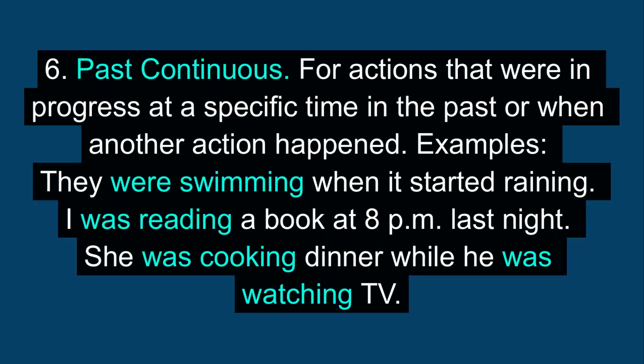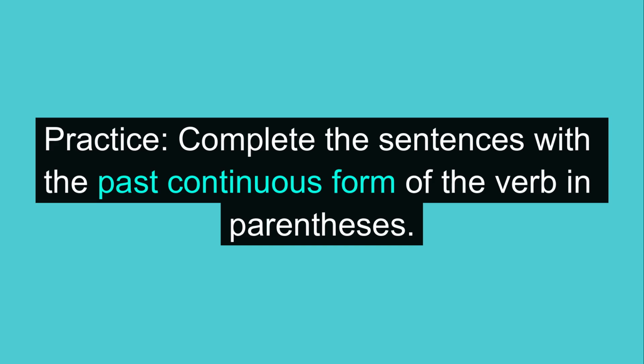6. Past continuous, for actions that were in progress at a specific time in the past or when another action happened. Examples: They were swimming when it started raining. I was reading a book at 8 p.m. last night. She was cooking dinner while he was watching TV. Practice. Complete the sentences with the past continuous form of the verb in parentheses.